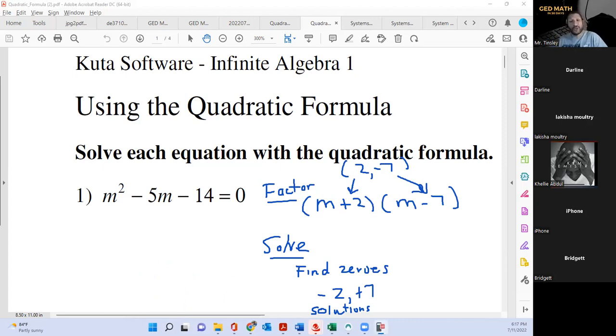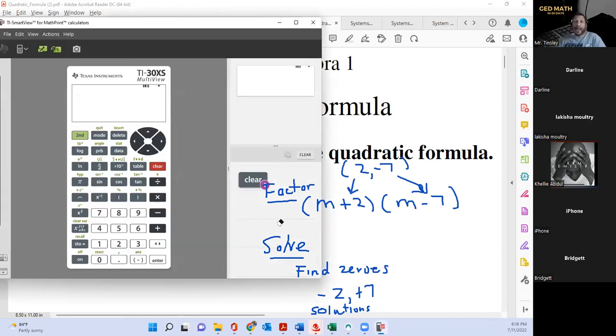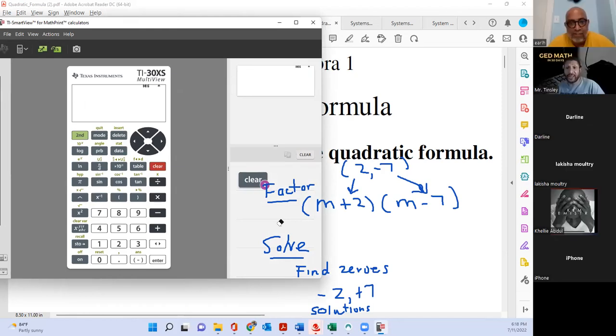But I'm going to prove it to you, because what I want to show you is if the GED gives you answers, you don't have to factor the quadratic equation. You can plug them in. Let me show you what I mean. Okay, so let me put my calculator on the screen. My two solutions to this quadratic equation were -2 and 7.